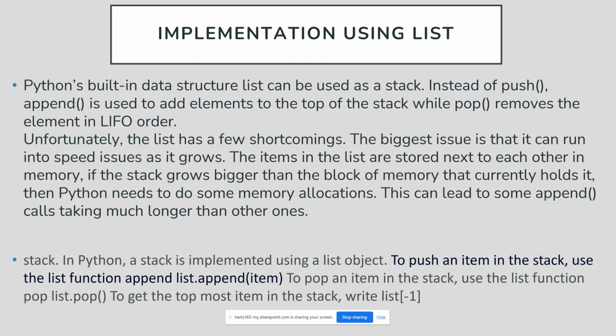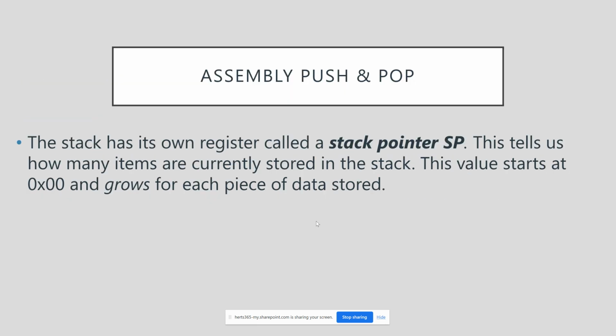Now, unfortunately, the list has a few shortcomings. The biggest issue is that it can run into speed issues as it grows. The items in the list are stored next to each other in memory. So if the stack grows bigger than the block of memory that currently holds it, then Python needs to do some memory allocation. This can lead to some append calls taking much longer than others. So let's have a look at some examples in Python.